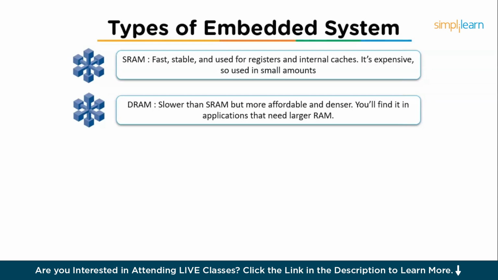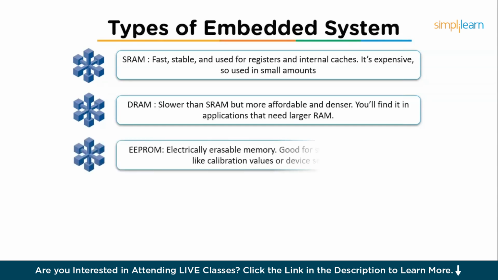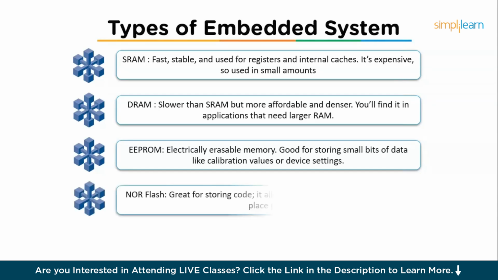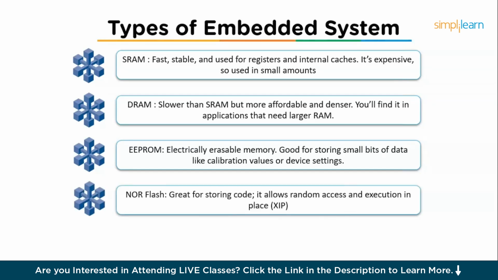You will find it in the applications that need larger RAM. Then we have EEPROM, that is the electrically erasable memory. Good for storing small bits of data like calibration values or device settings. Then we have NOR flash. It is great for storing code. It allows random access and the execution in place, it is the XIP.